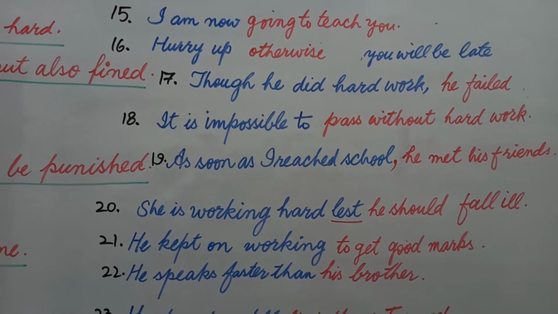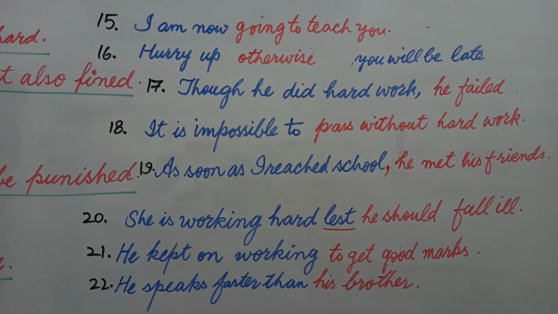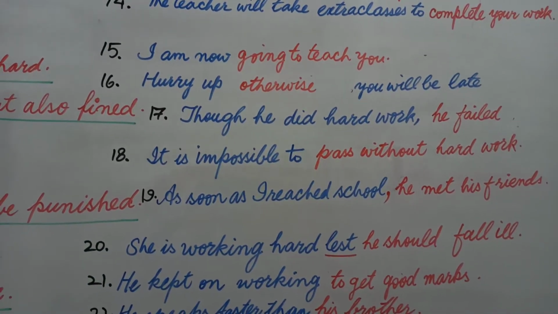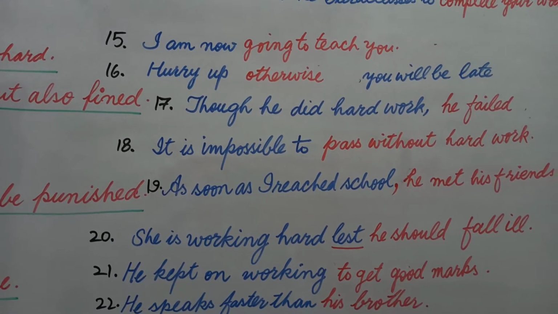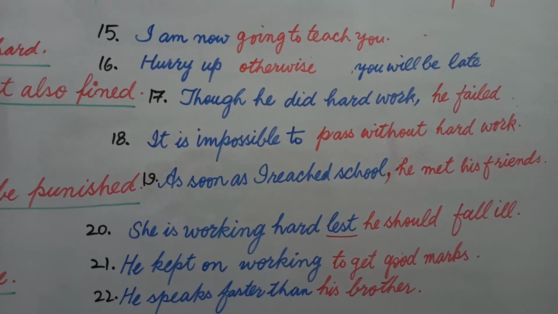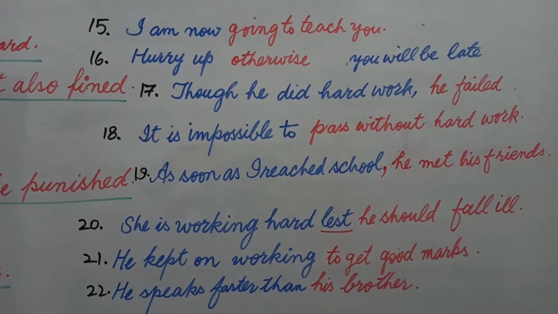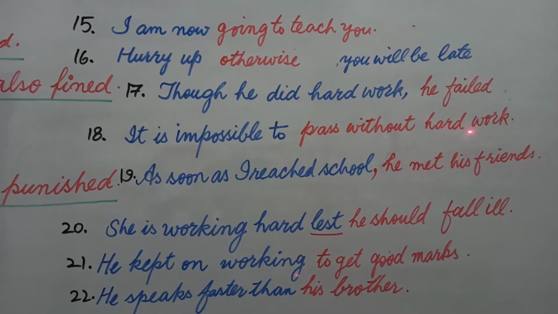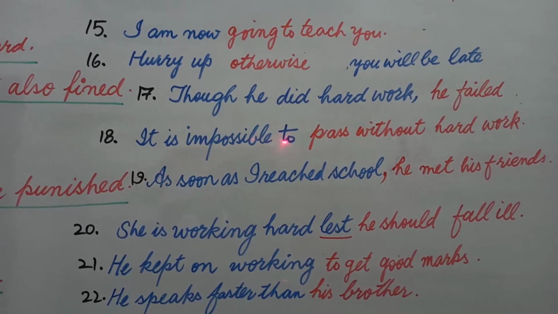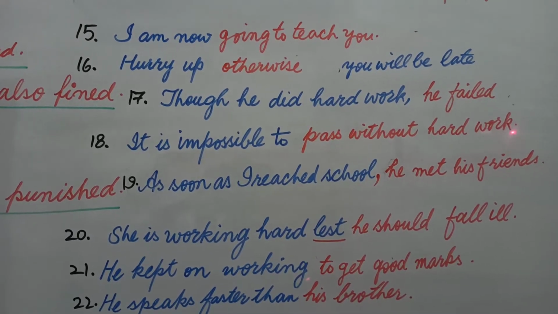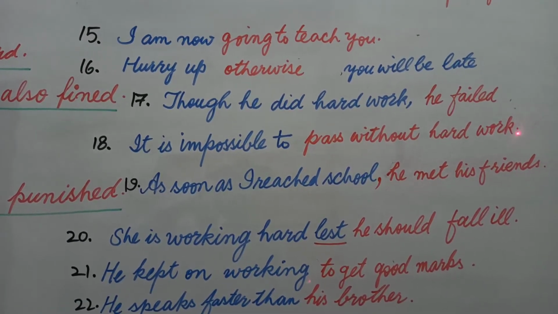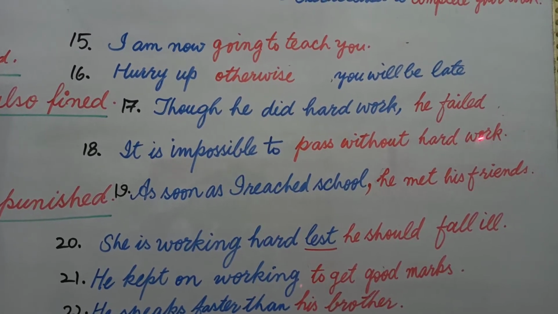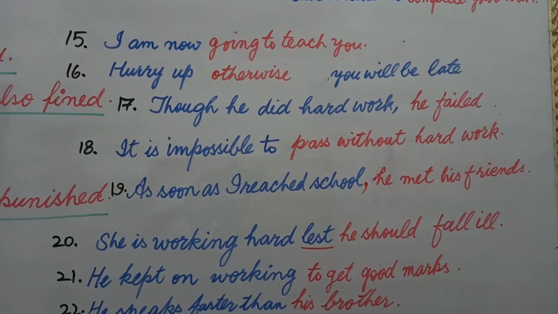Now the next sentence is, it is impossible to pass without hard work. Now this is the same condition as I have already told you. After "to," you use the first form of the verb, and the rest of the sentence will be according to its relation to the first part or clause. It is impossible to pass without hard work. If your "work" is a noun, you will put "hard" in the beginning. If your work is a verb, you will put it in the beginning. If your work is a noun, you will put it in second place, and "hard" will be written first. This is the main thing.